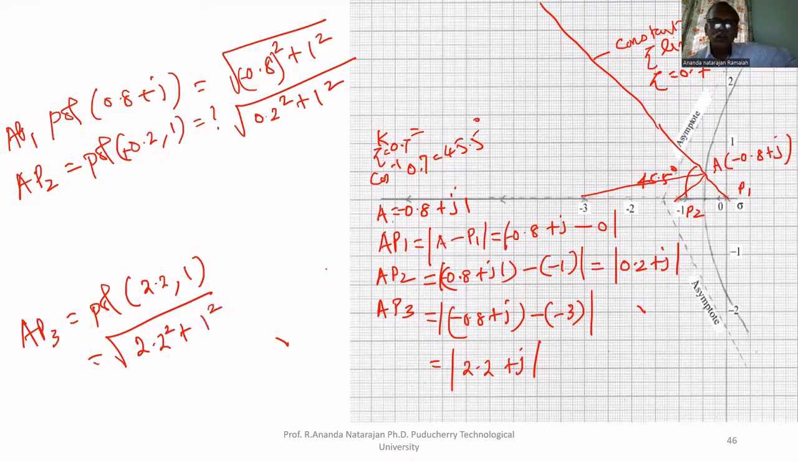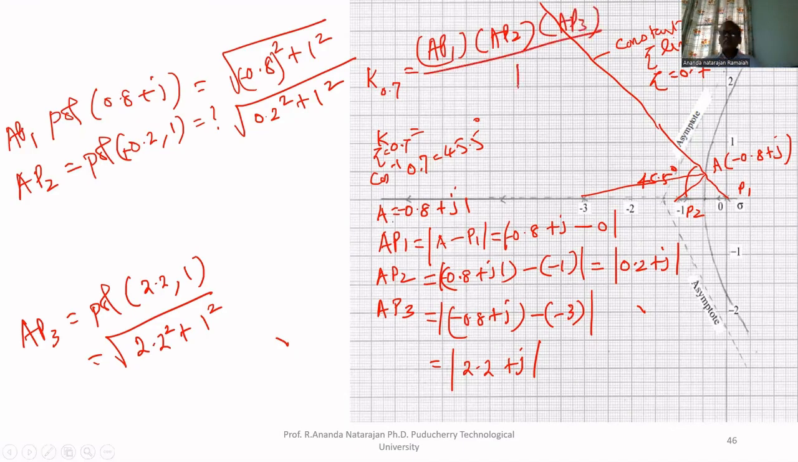So now, we have no zeros. Therefore, the denominator is 1. Therefore, K for zeta 0.7 equals AP1 multiplied by AP2 multiplied by AP3 divided by 1. This way we can find the value of K for zeta equal to 0.7. This way we can use the root locus to find the value of K for the desired location of poles. So the desired location of the pole is at A, because at A it gives zeta equal to 0.7. That's all.